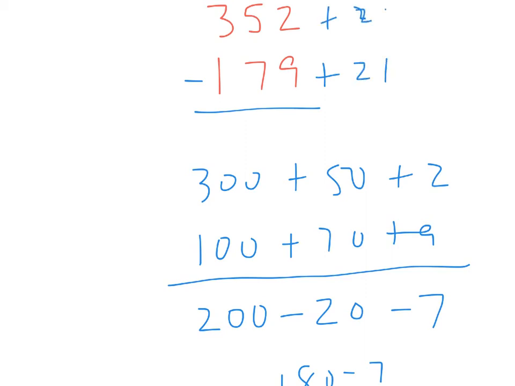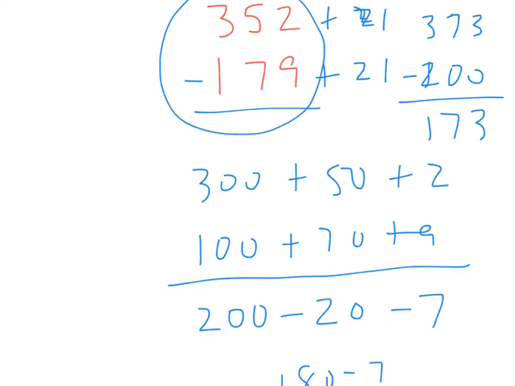So imagine 179 plus 21 gives me 200. 352 plus 21 gives me 373. So when I subtract, I still got my answer of 173. But ideally, in this type of problem, keeping a constant difference would have been a more efficient strategy than place value negative numbers. But again, it's just something I want to show you.